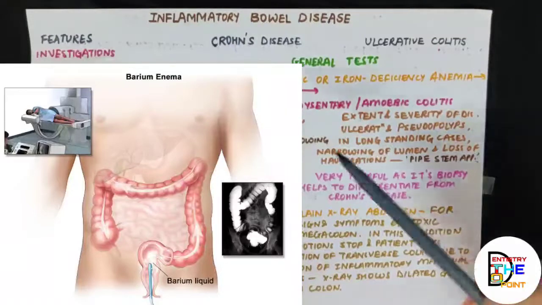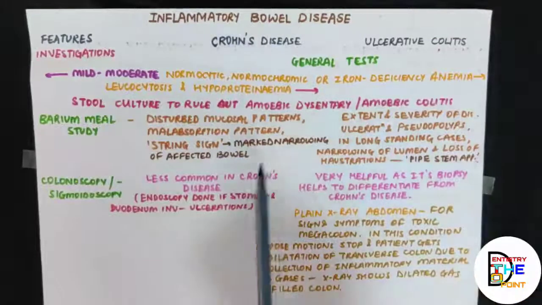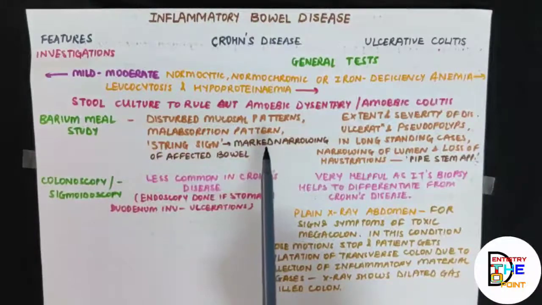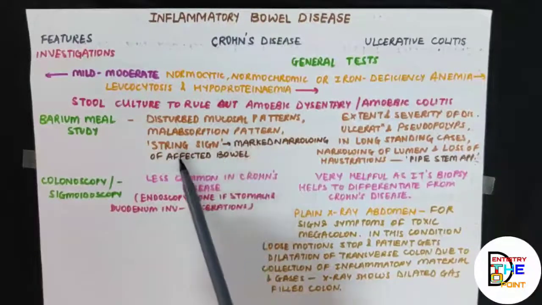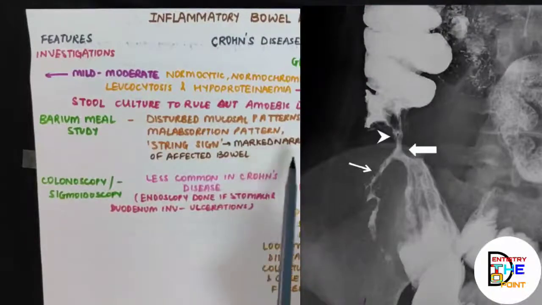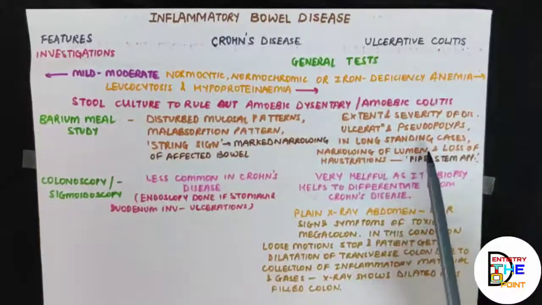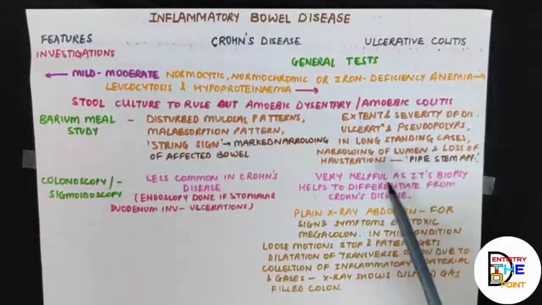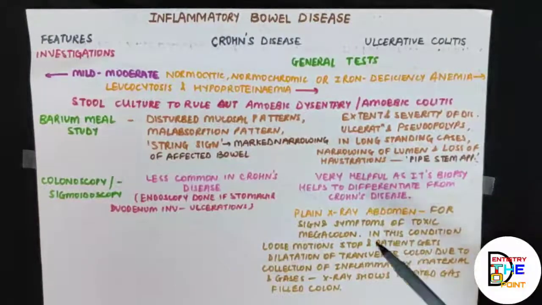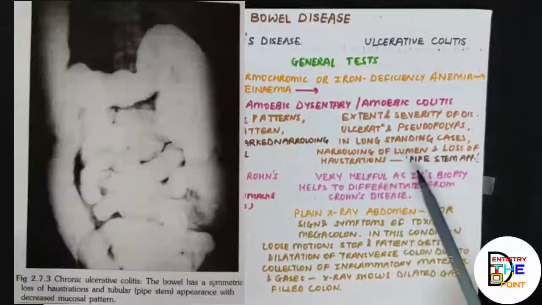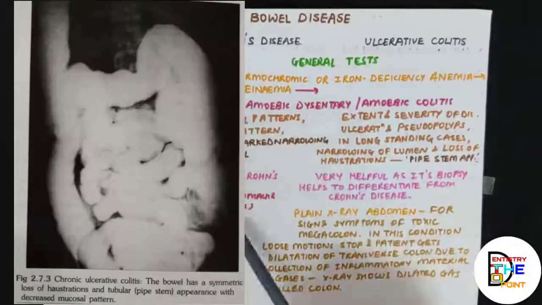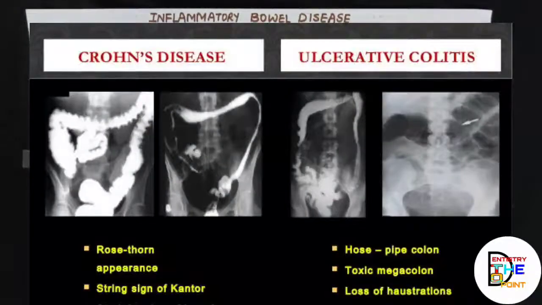What you get to see is the disturbed mucosal patterns, malabsorption patterns that are pathognomonic for Crohn's disease, known as the string sign, that is marked narrowing of the affected bowel. And here you see the extent and severity of the disease, the ulcerations and the pseudopolyps which are present. This all we have discussed in the clinical features. In long-standing cases, there is narrowing of the lumen and loss of haustrations. Haustrations are nothing but the folds or segments of the colon. So it gives a pipe stem appearance. So this is a differentiating point: in the barium meal study you see a string sign here, while here you see a pipe stem appearance.